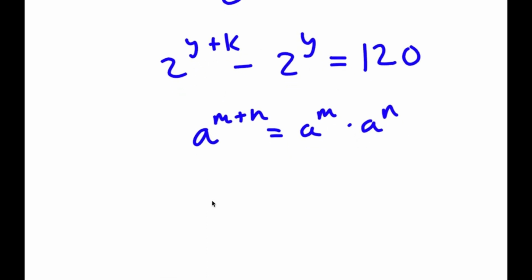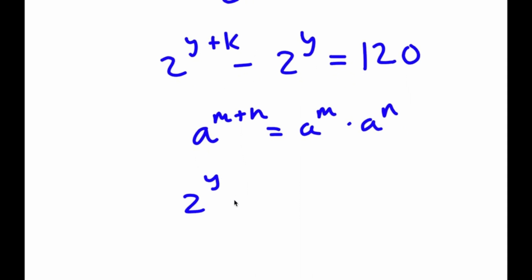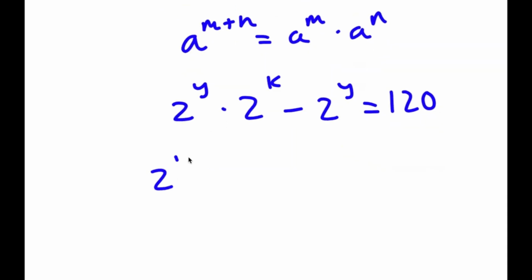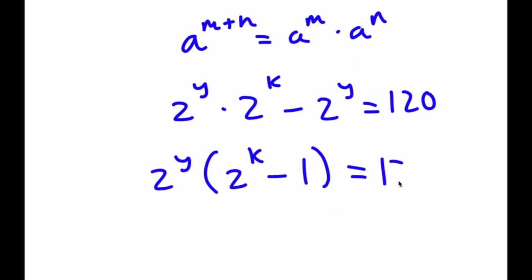So 2 to the power of y plus k, we write that as 2 to the power of y times 2 to the power of k. Now I have this minus 2 to the power of y is equal to 120. Now if I factor out 2 to the power of y, I get 2 to the power of y times 2 to the power of k minus 1 is equal to 120.